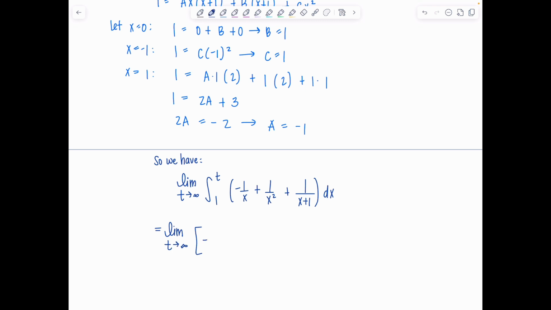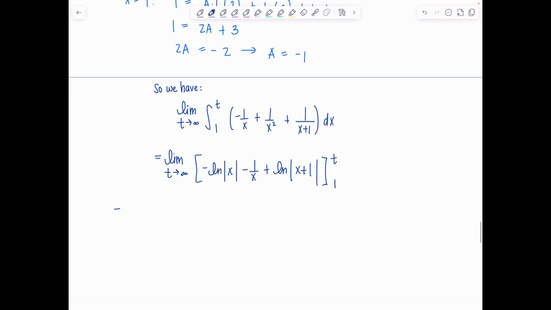Antiderivative of negative 1 over x is negative ln absolute value of x. This one here, we can do it in our head. This is x to the negative second, add 1 to the exponent, divide by the new exponent. It'll be negative x to the negative first, which is negative 1 over x, plus ln absolute value of x plus 1, and evaluate all this loveliness from 1 to t.